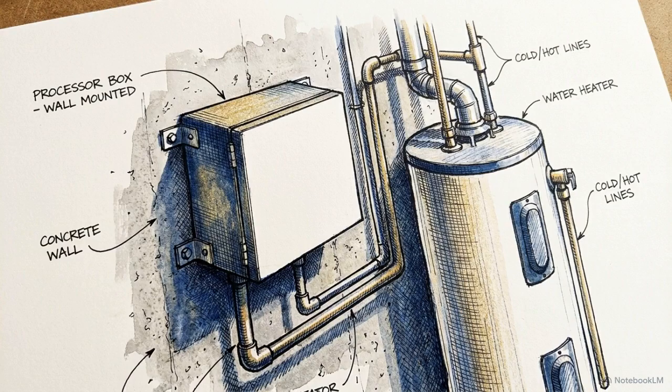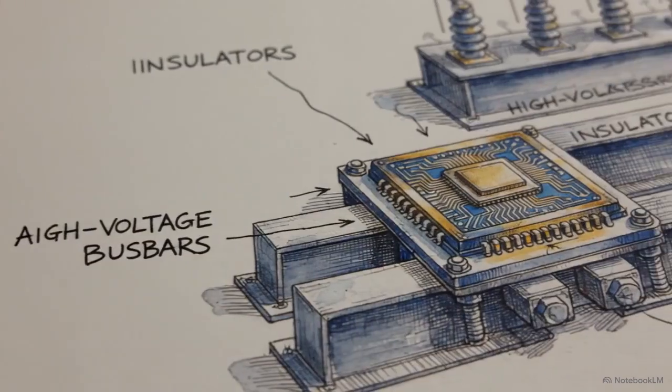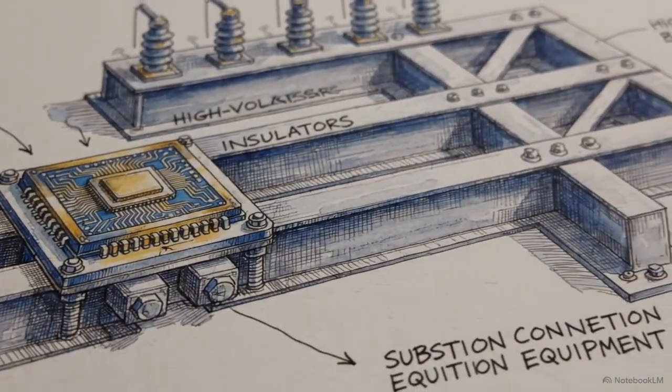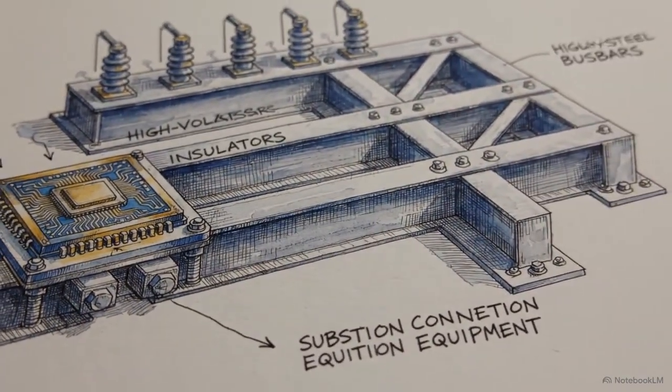True technical equity requires a system where the raw data never leaves its point of origin. To generate truly unbiased intelligence, we have to stop extracting data and start processing it exactly where it lives.